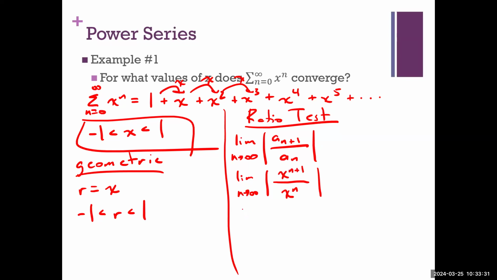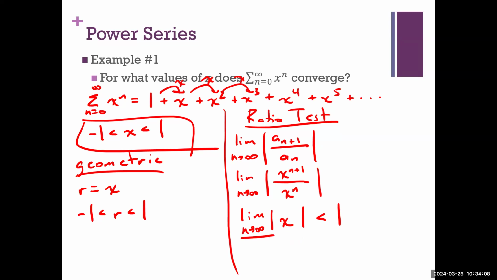All right, so let's look at that ratio now. Can I simplify it at all? What is x to the n plus 1 over x to the n? Simply x, right? So the absolute value of x. For the ratio test to give me convergence, what do I need that limit to be? Less than 1, right? So basically what I have here is the absolute value of x is less than 1. So this ended up being kind of a simple application of the ratio test.